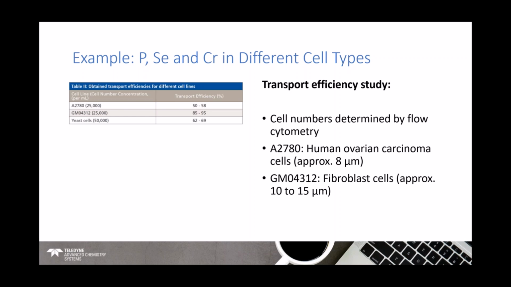into the ICP-MS. They did the same work for some fibroblast cells, which were a little bit larger, about 10 to 15 micrometers in the largest dimension. They certainly would appear to be a bit more robust, but for the same number of cells per unit volume, those fibroblast cells were surviving this process to a greater degree. So the transport efficiency was between 85 and 95%. That's 85 to 95% of the cells surviving the introduction process. And then they looked at some yeast cells as well, with a transport efficiency of 62 to 69%.